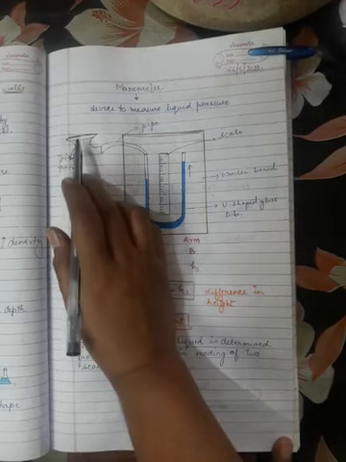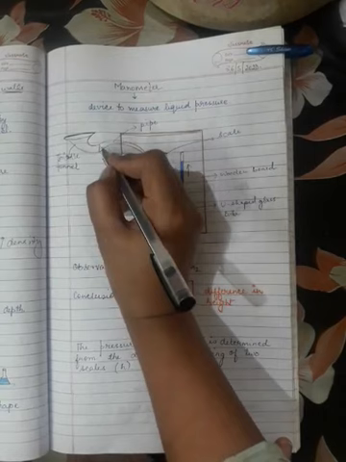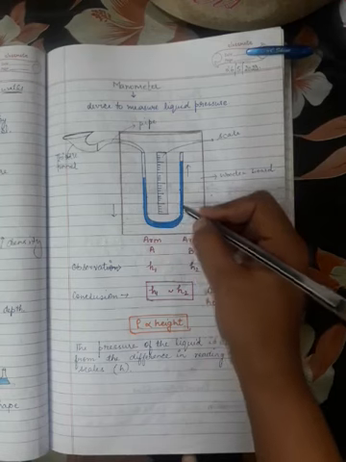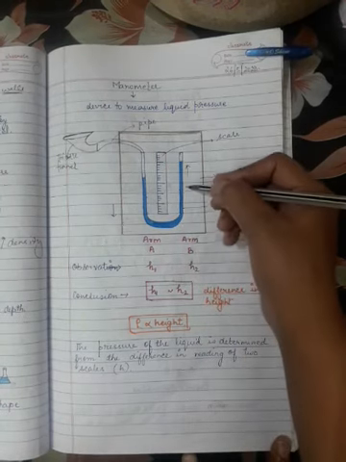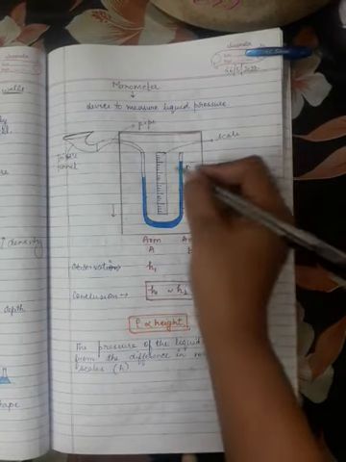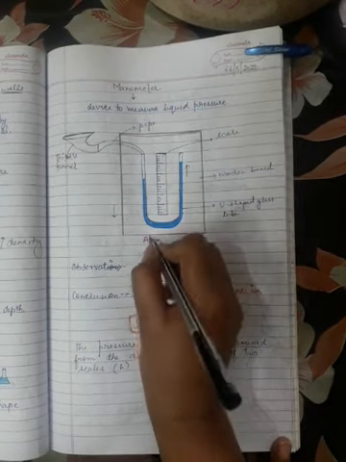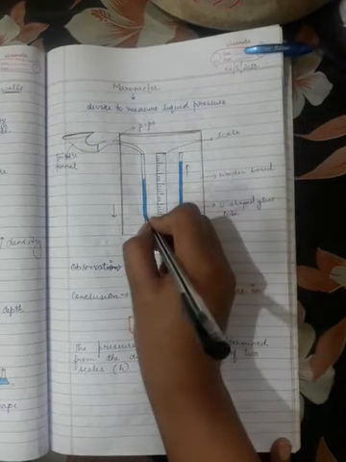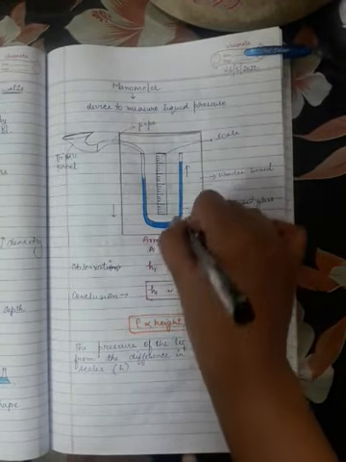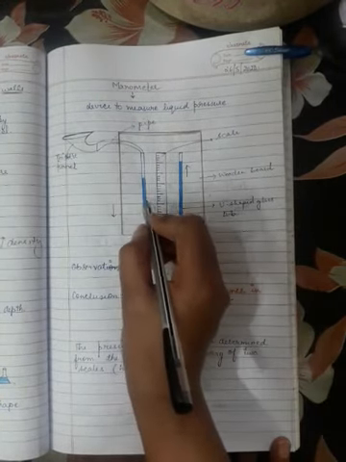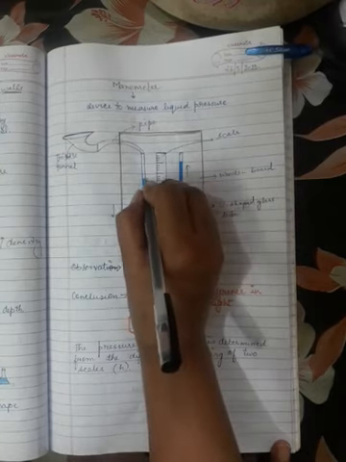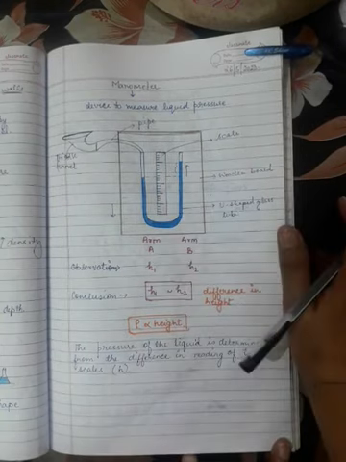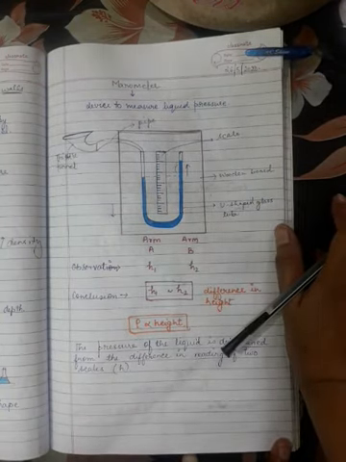So we will fill the thistle funnel, and the liquid will come through this passage via the tube, and it will come inside the U tube. And in this U tube there will be a time when there will be a difference in the height of liquid. This arm of the U tube is arm A, and this arm is arm B. You can see the difference in the level of liquid. This difference in the level of liquid determines the pressure of liquid.